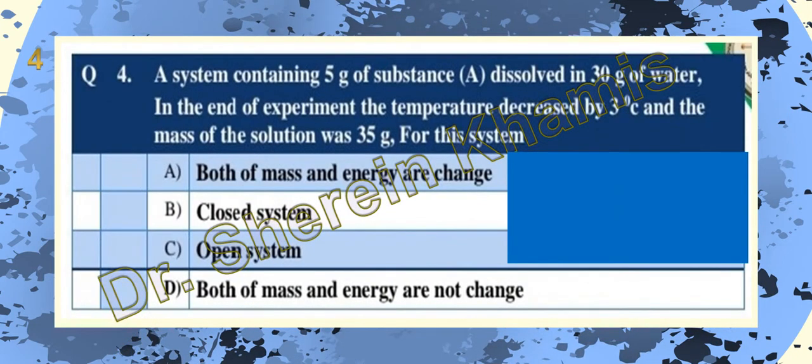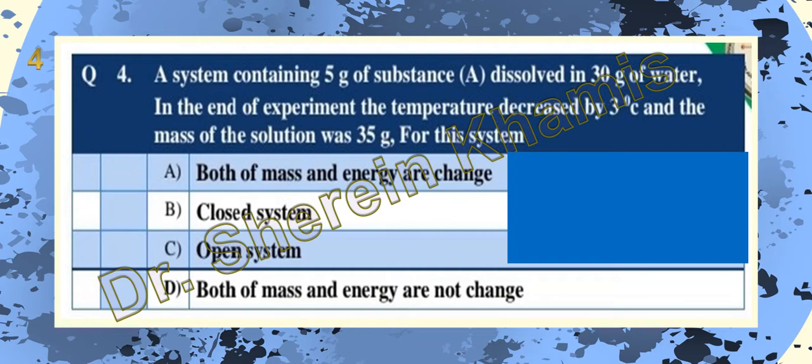Question 4 says that a system contains 5 grams of substance A dissolved in 30 grams of water. At the end of the experiment, the temperature decreased by 3 degrees Celsius and the mass of the solution was 35 grams for this system. Okay, at the beginning of the reaction, we have 5 grams of substance A and also 30 grams of water. So the summation of them will be 35. At the end of the reaction, the mass will also be 35 grams. So the mass here is constant.